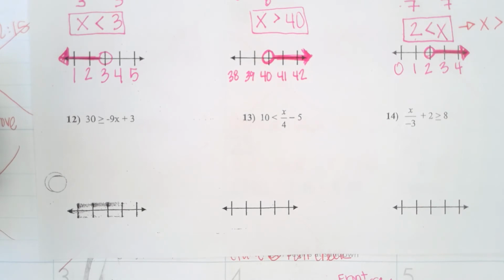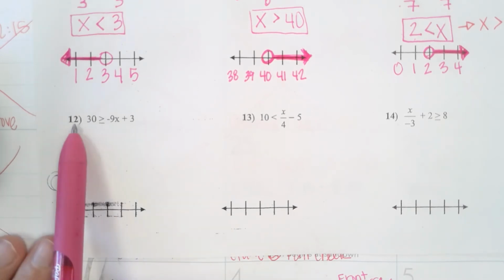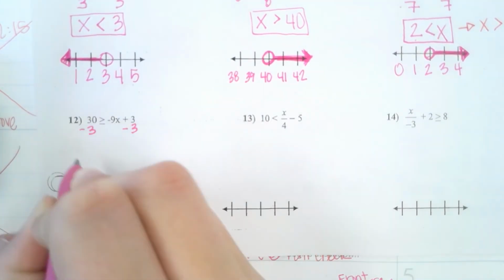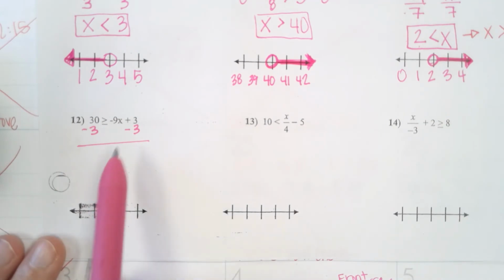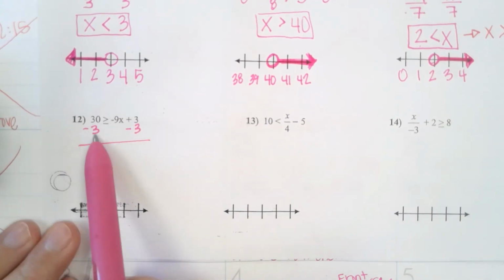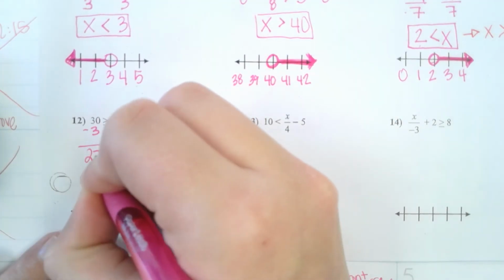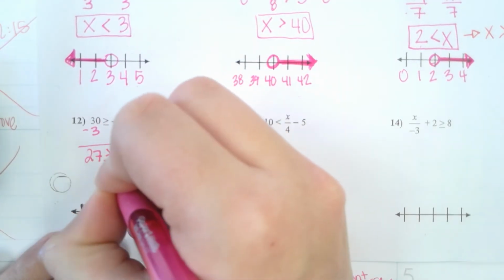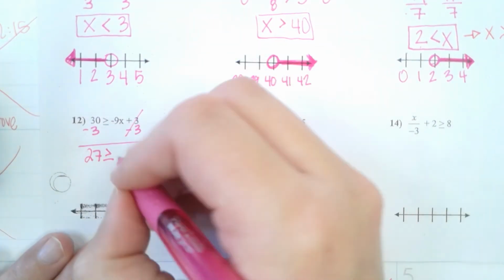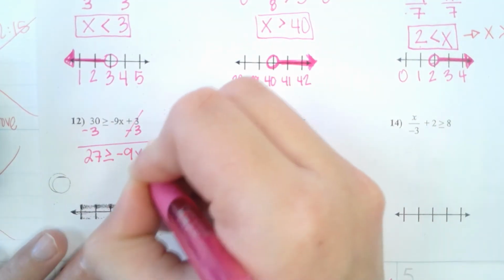All right, so you guys should be done with 12, 13, and 14 by now, so I'm going to go through these, so check to see if you did them correctly or not. So on number 12, your first step was to get rid of that 3 by subtracting 3 on both sides, because right now it's adding, so the opposite of adding is subtracting. So then 30 minus 3 gives you 27. Bring down that greater than or equal to sign, and then once your 3's cancel out, you're left with negative 9x.